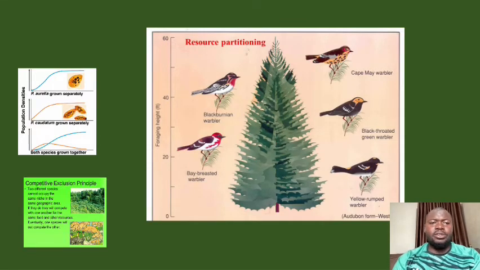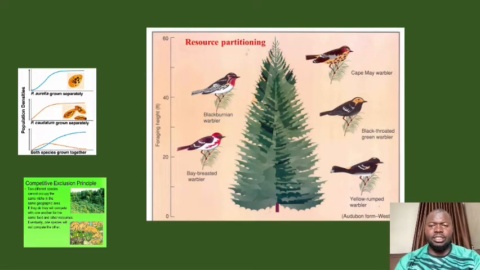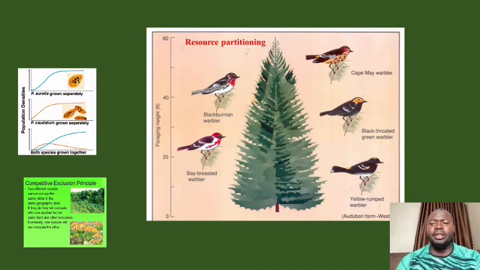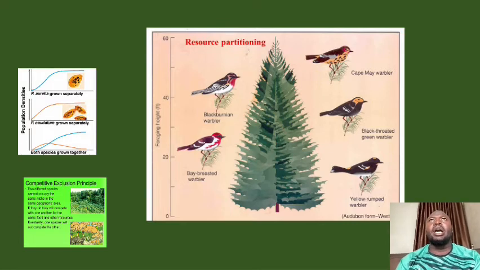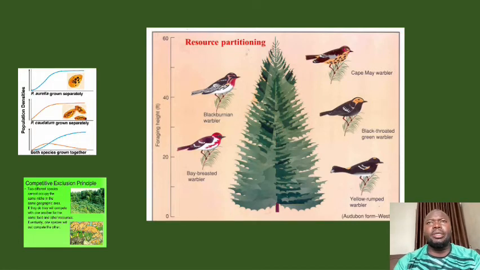And that leads us to resource partitioning. Resource partitioning means species with similar fundamental niches can coexist if there are one or more differences in their niches. So species live in the same habitat but occupy different places in the habitat.